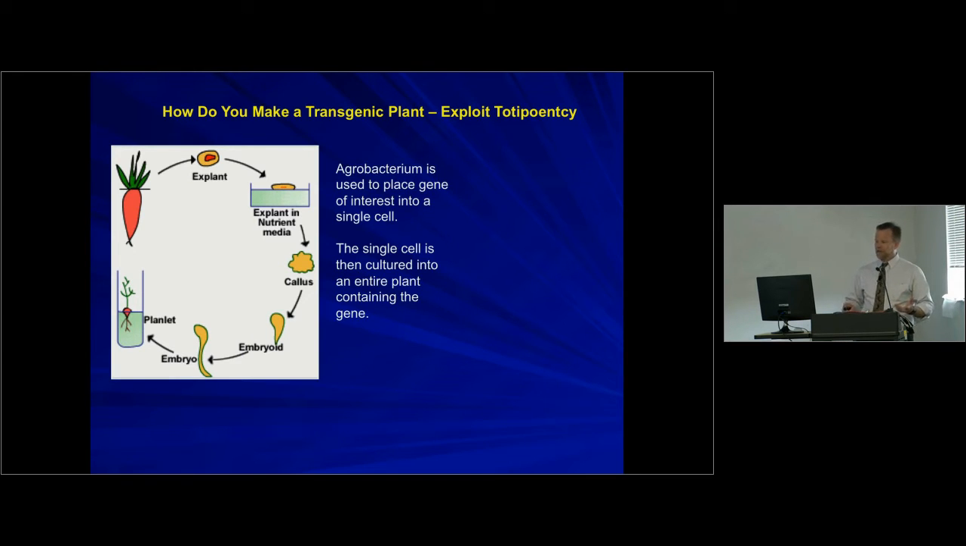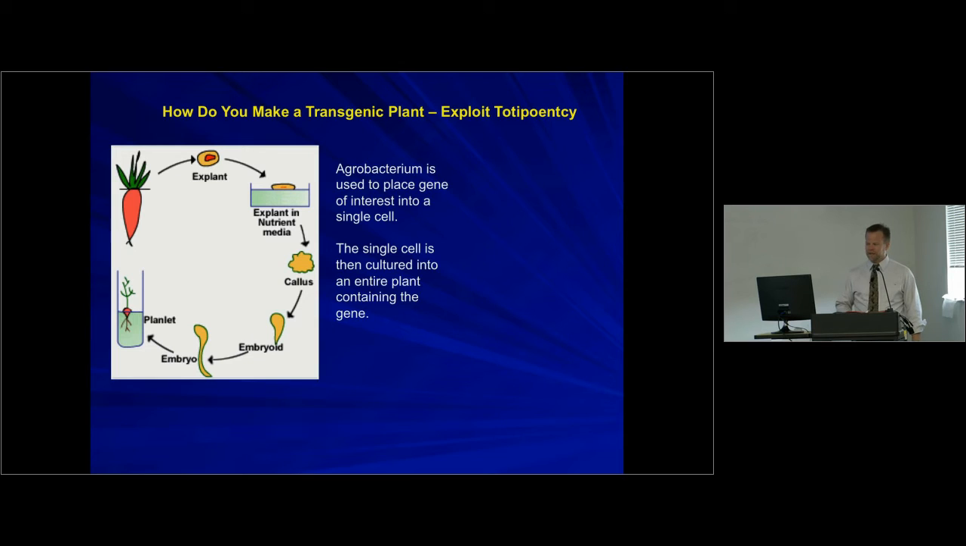And so this picture here reminds us how a single cell from that carrot can be grown into a whole new carrot. And if we could get our gene of interest, with the promoter and all that stuff, into that first cell at the top of the figure, then we could have a plant in which all the cells contain that new gene that's been introduced.